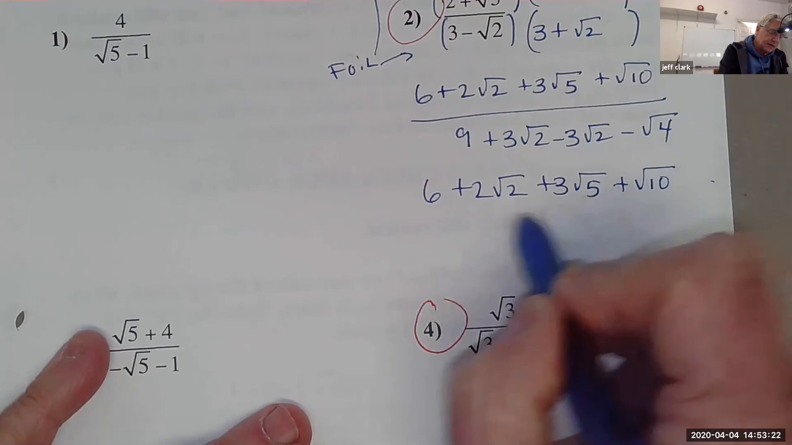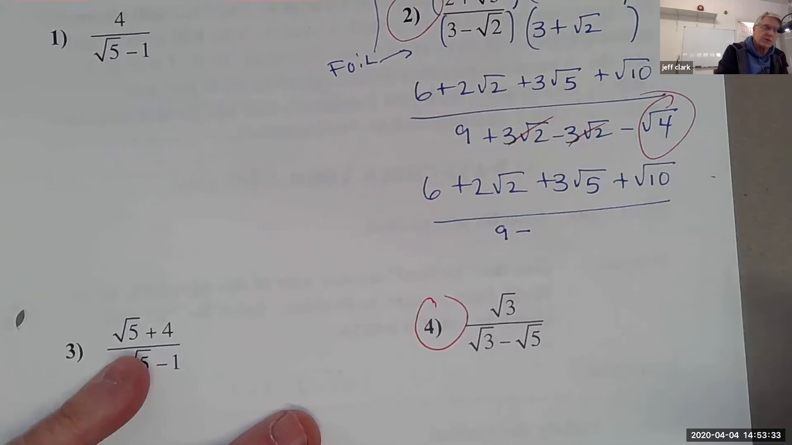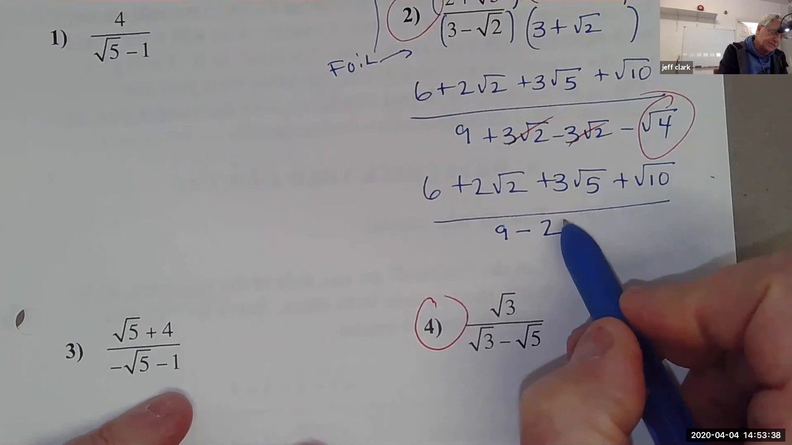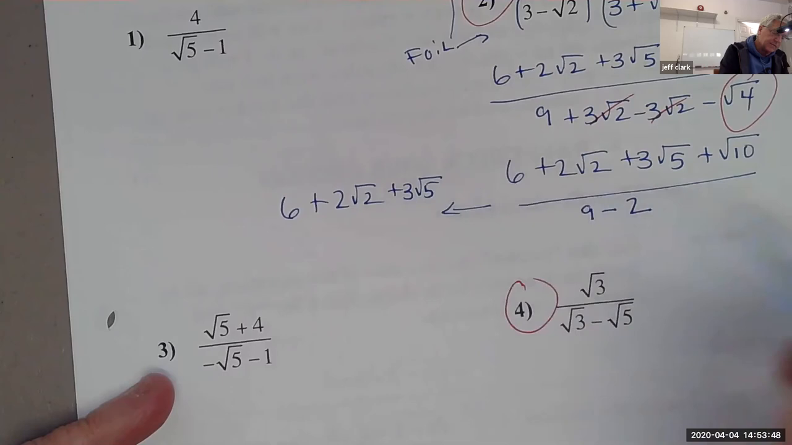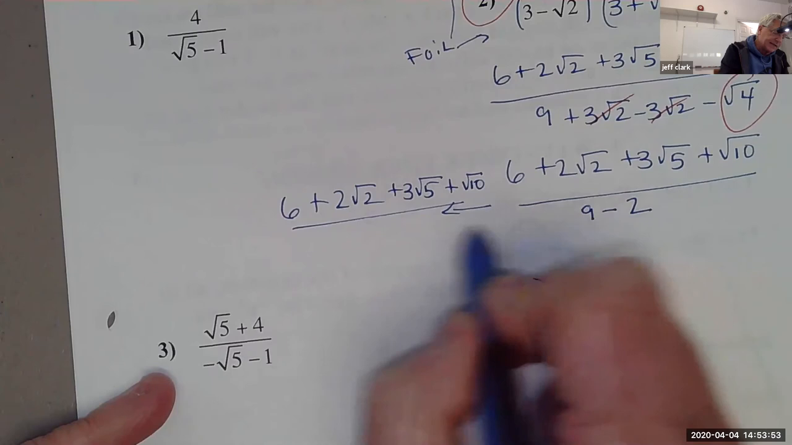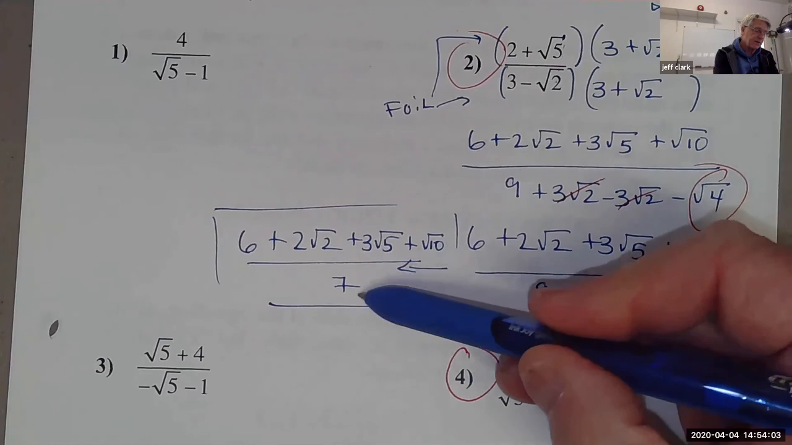Now down below, we can do something. These two go away. Leaves me a 9 subtract root 4, so subtract 2. I said that wrong. Root 4 is 2. So finally, it looks like the numerator stays the same, all divided by 7. And that's all you can do, just like that. So what looked like a fraction with the radical looks messier, but you got rid of the radical in the denominator, and that was the whole goal.